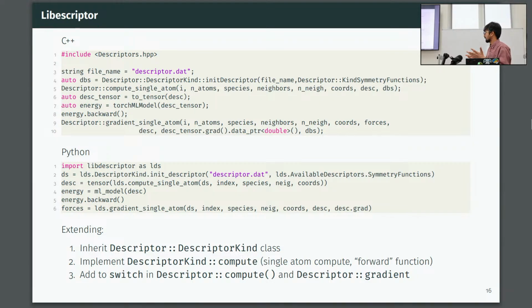Okay, and like I said, extending these is really easy. Just inherit the descriptor kind class and implement the compute function that will calculate your descriptor for a single atom of a given index, and you are done. You will automatically get derivatives. Right now, you also have to add a switch statement in the compute method where you say, for this descriptor kind, do this. Ideally, this compute function can use a templated method, and it should work out of the box. But I have always had a hard time with Enzyme and templates, so I tend to avoid them unless they are really needed.